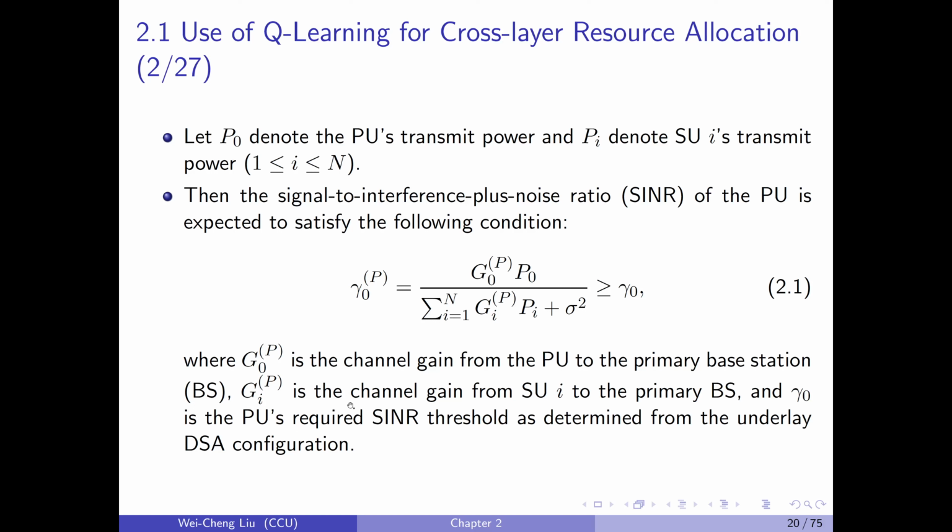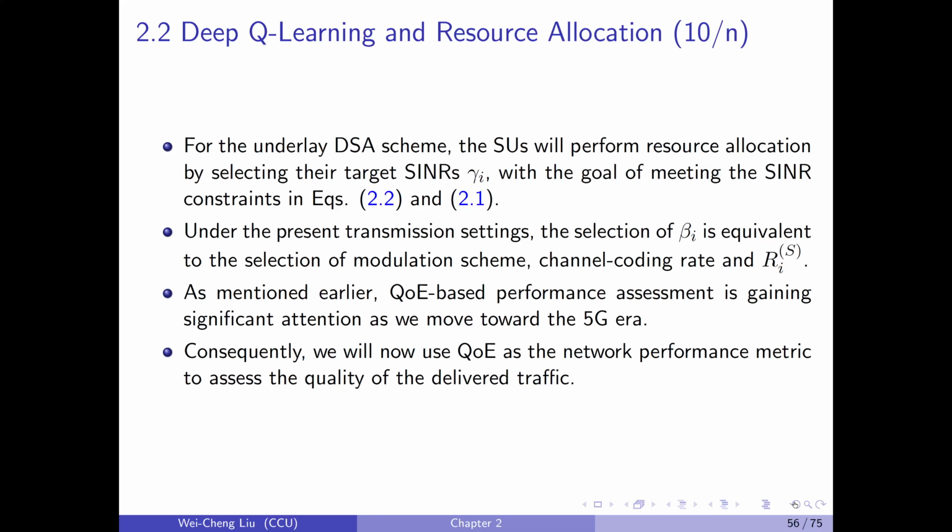GIP, okay, here is the channel gain from secondary user I to the primary base station, and gamma 0, okay, here is the PU's, that is primary user's required SINR threshold as determined from the underlay DSA, which is the abbreviation of dynamic spectrum access configuration. Okay, let us go back to page 56.